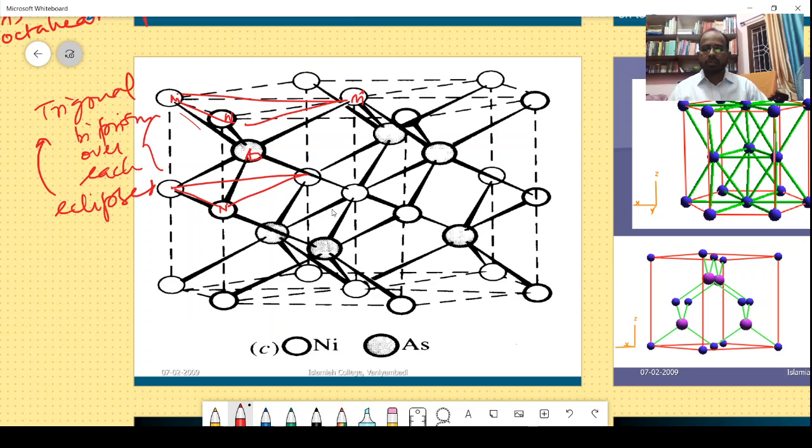So let us look at what is happening to the nickel. I am taking this as nickel here. Okay, nickel is surrounded by one arsenic here, another arsenic here, and another arsenic there. Okay, if you draw a triangle like this, you can also get a triangle like this. Okay, in this triangle, you can see that this side and this side are quite opposite.